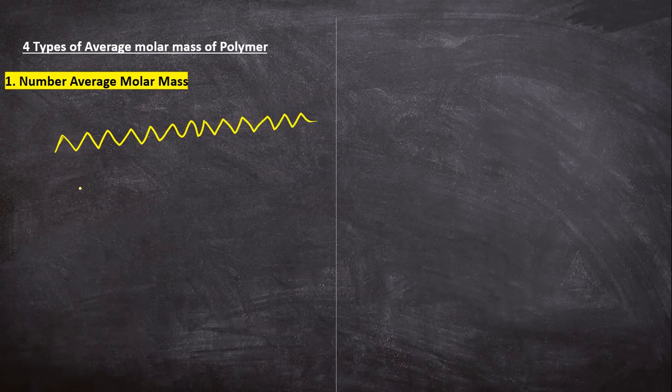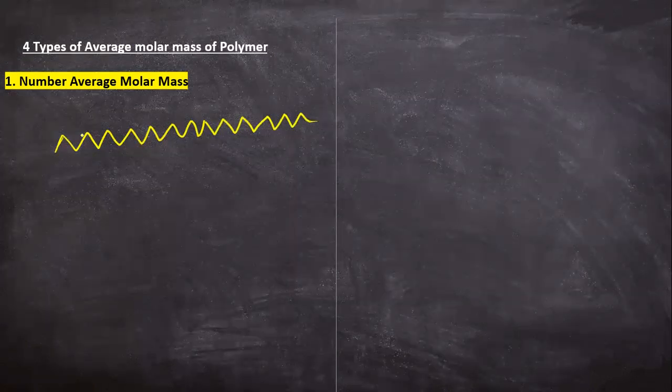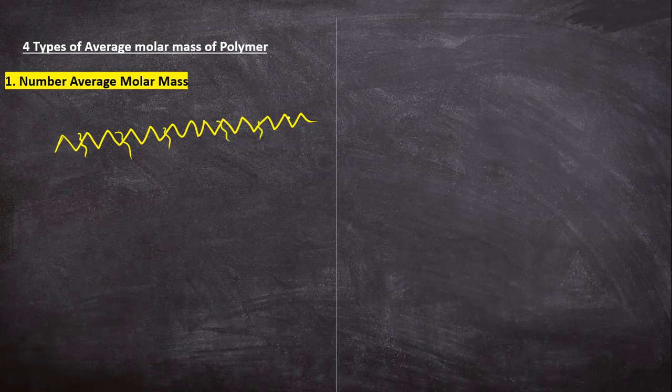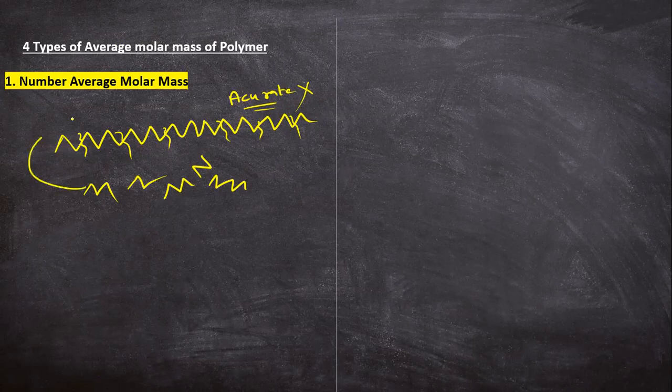Actually, most of the time they don't exist like this. Because of this straight chain, they will break, and small units will be arranged like this. Getting everyone right? Because of this, we can't calculate the accurate molar mass of the polymer. So we calculate the average molar mass. There are four types of average molar mass of the polymer. Let us study the first one, that is number average molar mass.